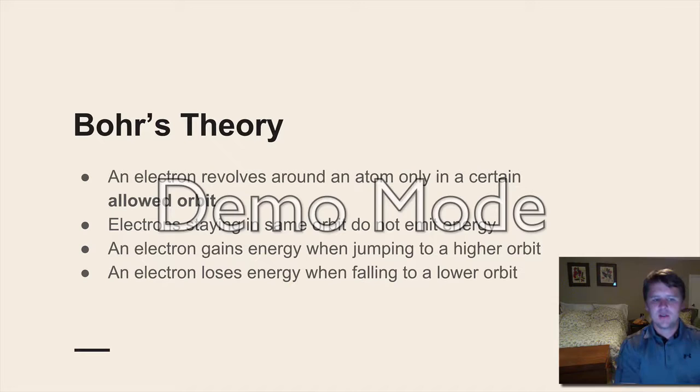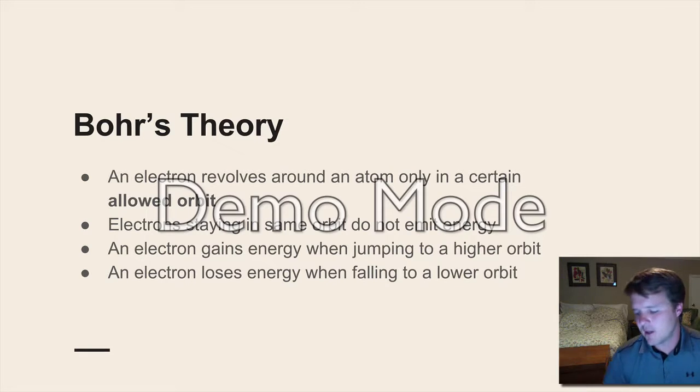So, Bohr's theory. An electron revolves around an atom only in a certain allowed orbit. Electrons staying in the same orbit, they don't emit energy. So an electron rotating around an atom, if it's not moving orbits, it's not emitting. Emitting means giving up or gaining energy. An electron gains energy when jumping to a higher orbit, and it loses energy when falling to a lower orbit.